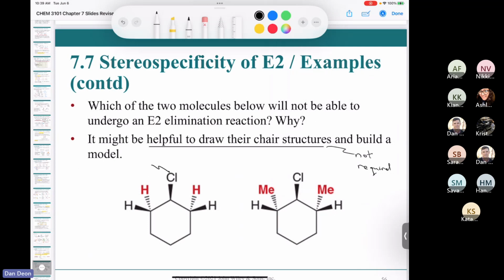So if this chlorine is pointing up in axial, that means that it could be anti-periplanar to a beta proton that is pointing down an axial. So if I circle this proton in red, what is the orientation of this proton? It's going down, but is it axial or equatorial? Can anybody answer that? Is this proton axial or equatorial?